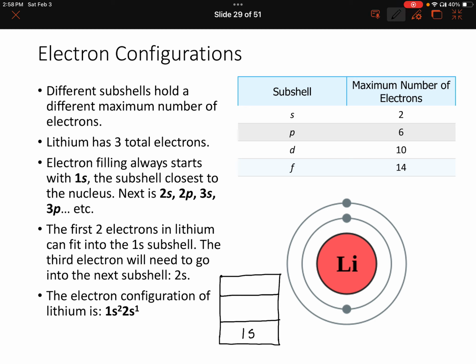All right, so I'm just going to draw the first 3 floors of our electron hotel. So we've got 1s, 2s, then 2p, and then 3s, 3p, 3d. So again, we're only going to focus on those first 3 levels.